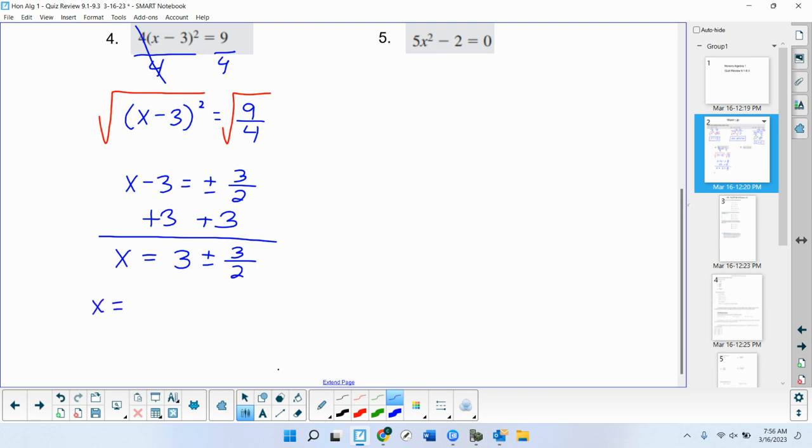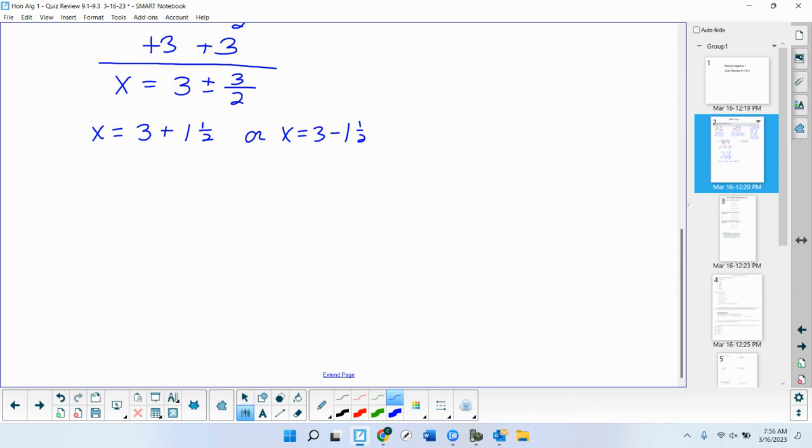So when you split this into your two problems, you have 3 plus 1.5, or 3 what? Minus. What was 3 plus 1.5? 4 1/2. Or what is 3 minus 1.5? 1.5.